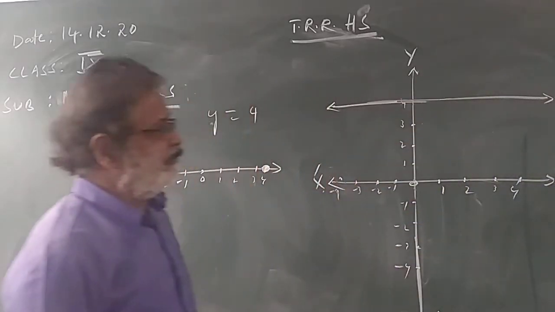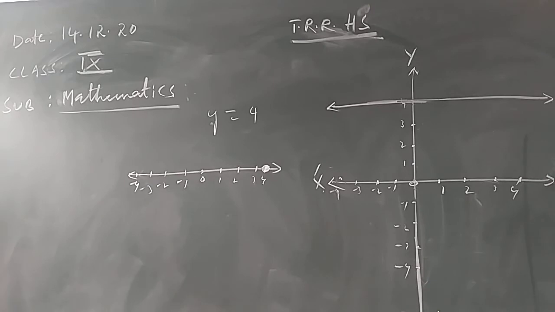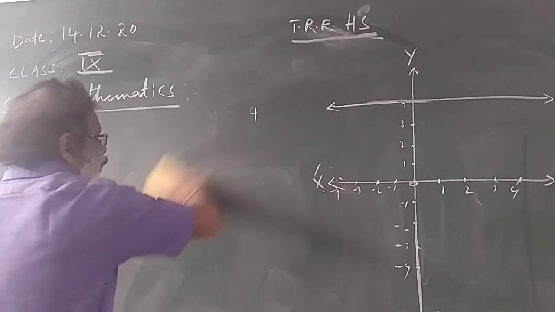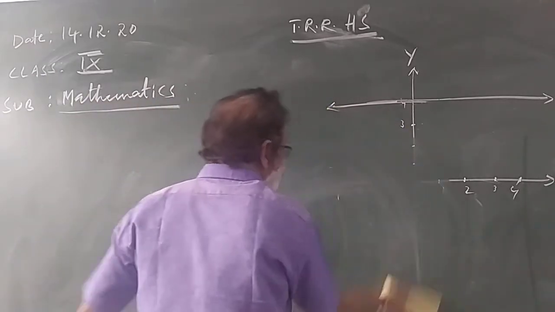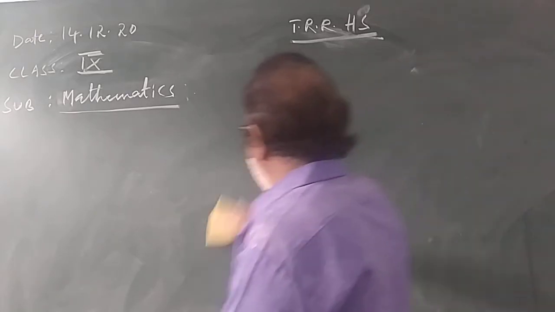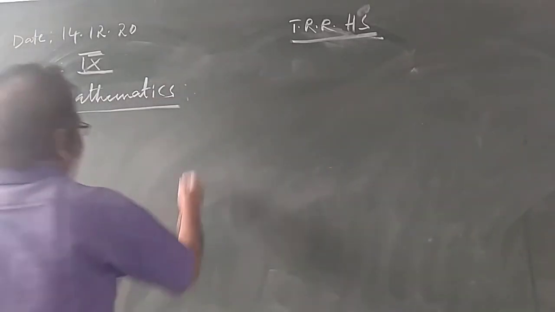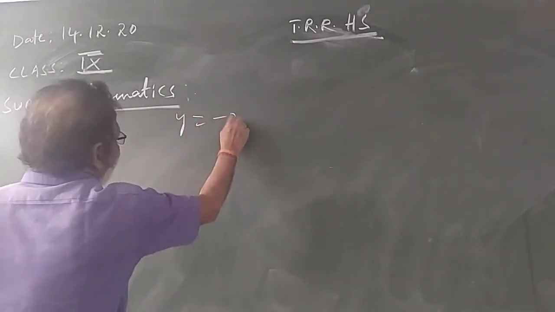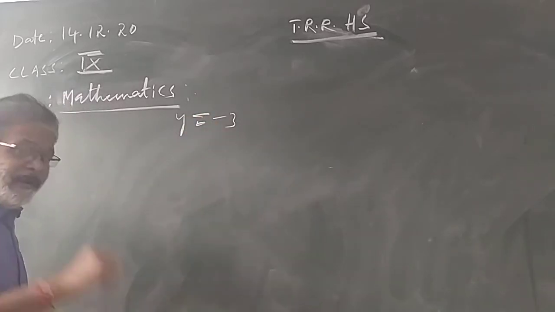Parallel to x axis. Like this you will present on the Cartesian plane. I hope you clearly understood. Now, one more problem I will explain. Y equal to minus 3. Draw the graph of y equal to minus 3. Represent y equal to minus 3 on the Cartesian plane.